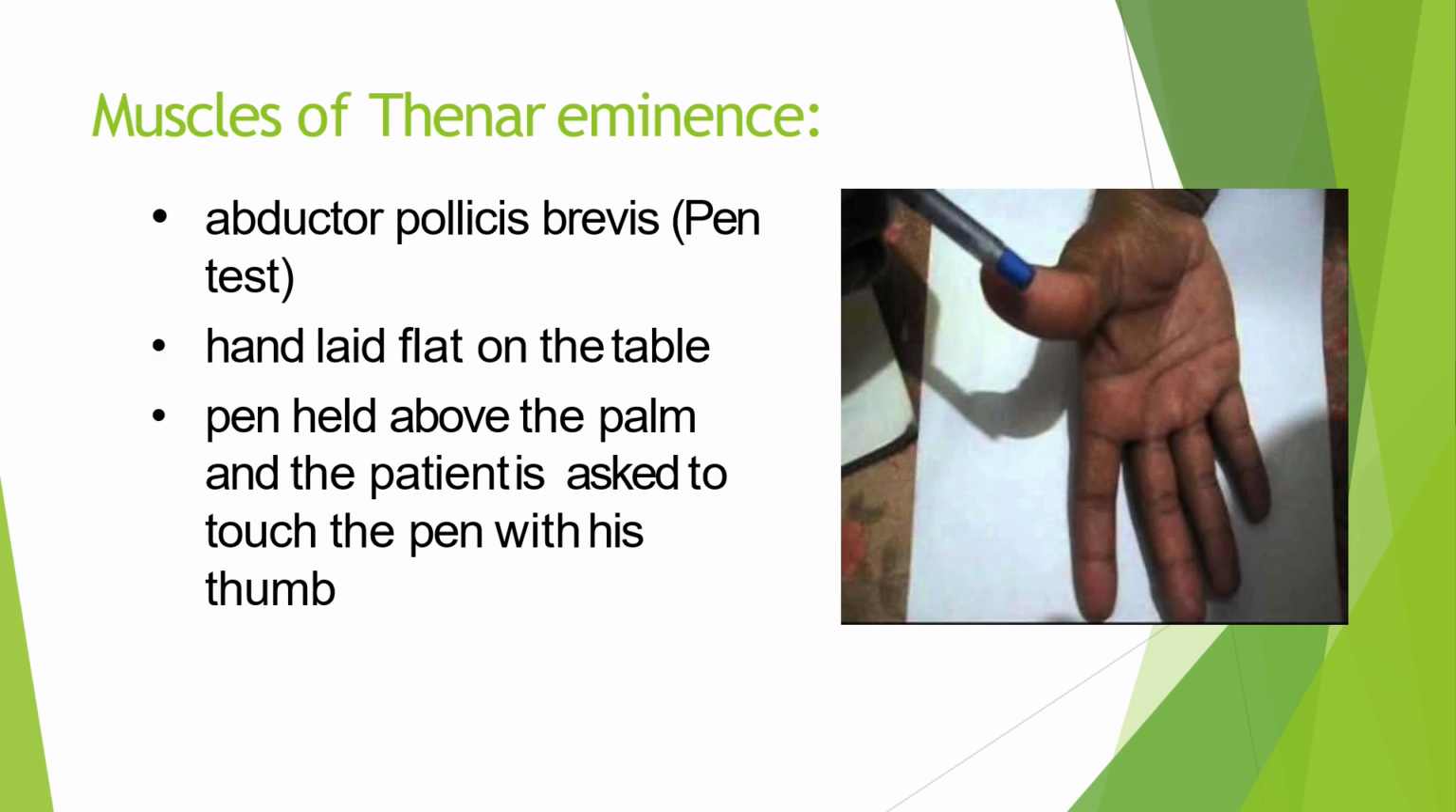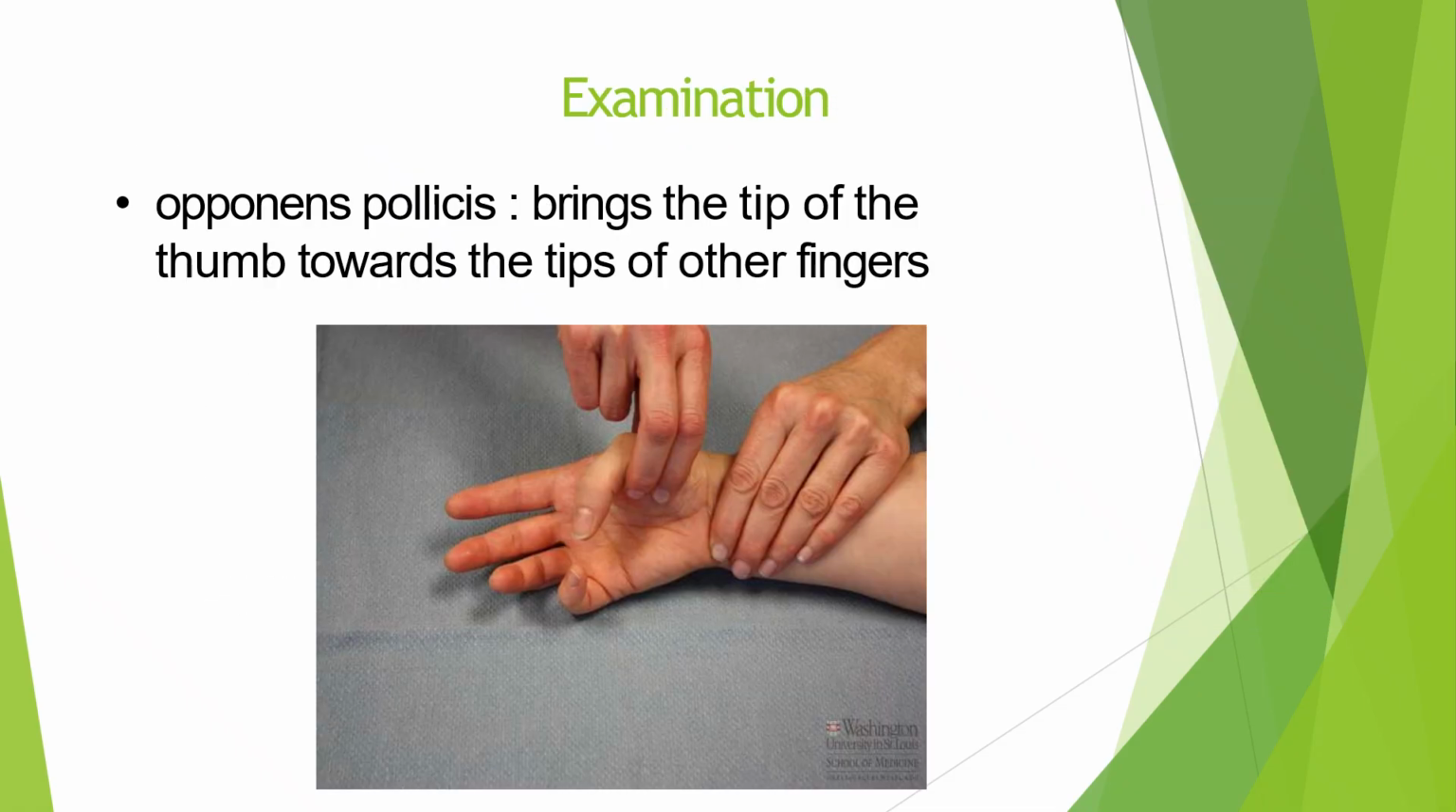To test the muscles of the thenar eminence, you can use a pen test, mainly to test the abductor pollicis brevis. The hand, as shown here, is laid flat on the table, pen is held above the palm and the patient is asked to touch the pen with the thumb. The opponens pollicis should normally bring the thumb towards the tips of the other fingers, and this doesn't happen if there is any injury to the median nerve.